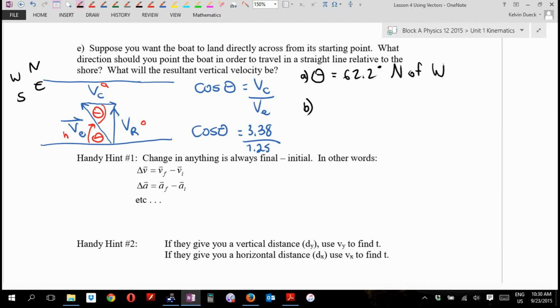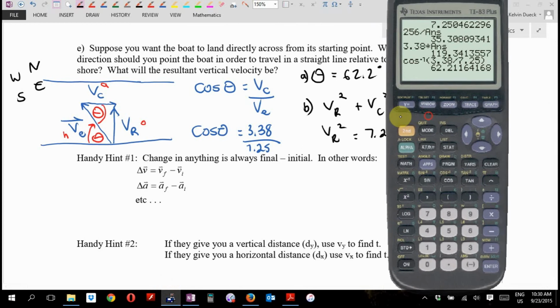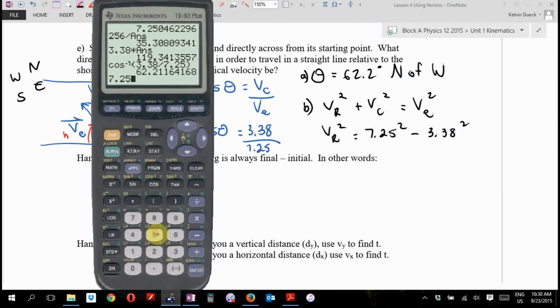Oh! I can use Pythagoras. Except this time, it's going to be the resultant squared plus the current squared equals the engine squared. Because remember, the hypotenuse always has to be by itself. Not what you're trying to find has to be by itself. The hypotenuse has to be by itself. So the resultant squared is going to be 7.25 squared, take away 3.38 squared. Square root your answer. You get, Mr. Dueck, let's go. 6.4? 1, 3, 6.4?